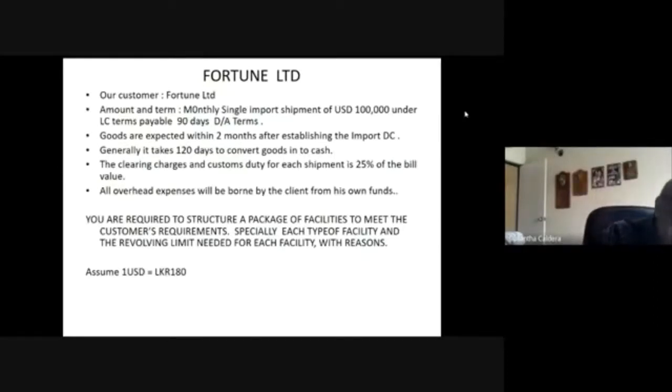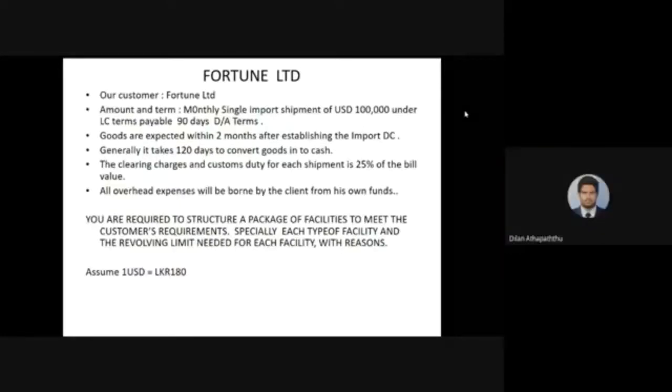Facility number 3, revolving. Back to square one, revolving short term loan facility. Right?